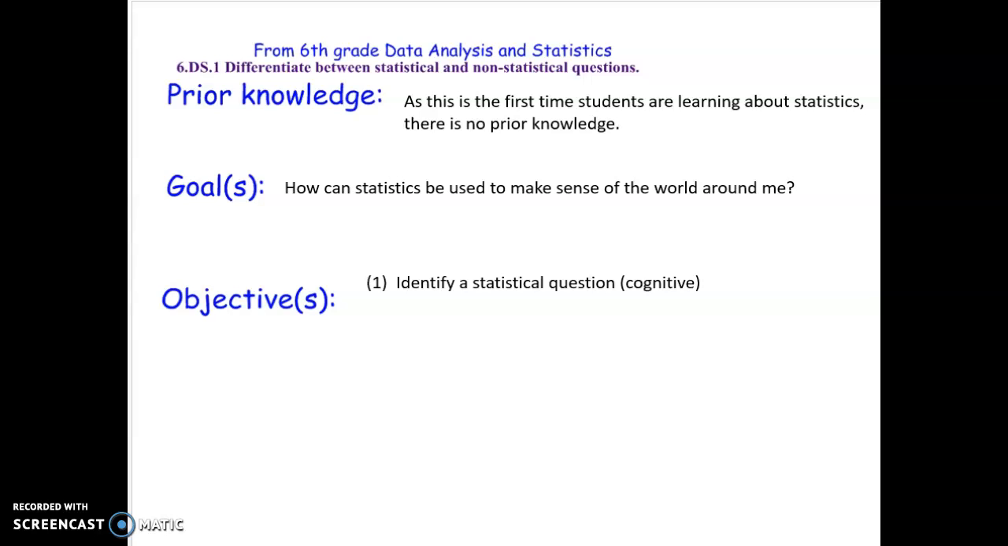So the first one I came up with: identify a statistical question. I can't differentiate between them if I don't even know what one is. And that is a cognitive objective, so I'm going to list that out there, because I'm asking the students to learn something, to be able to demonstrate something.